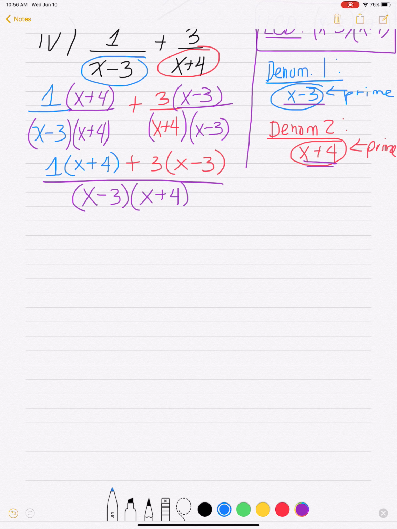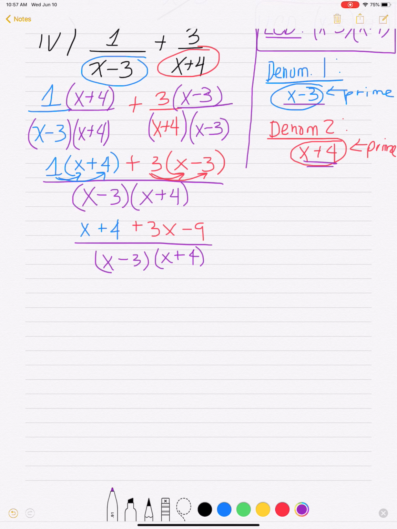So first of all, I'm going to distribute this 1. 1 times x is x. 1 times 4 is 4. Then we're going to do 3 times x is positive 3x. And 3 times negative 3 is negative 9. So we've distributed on top. We keep the bottom, x minus 3, x plus 4.